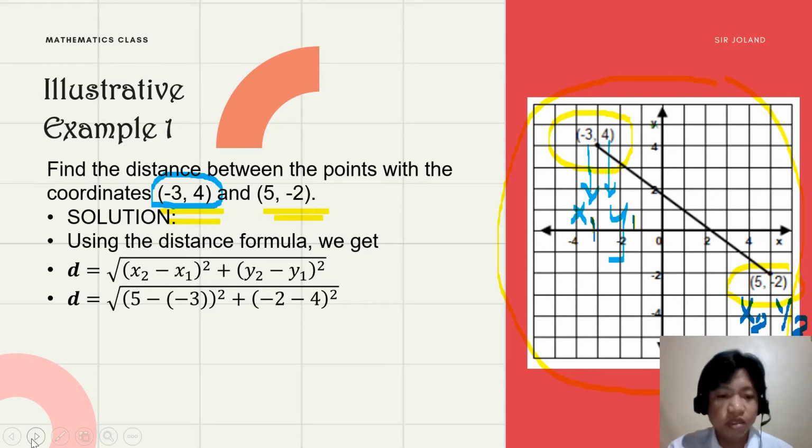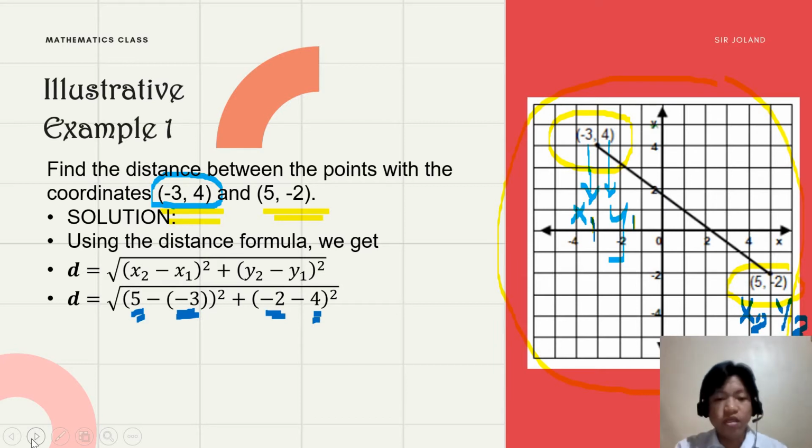So, ang x sub 2 natin dito is 5. Ayun, nilagay natin yung 5. And then, minus, ang x sub 1 natin is negative 3. Ito siya. Okay, so quantity squared. Plus, yung ating y sub 2 is negative 2. Ito yun. And then, ang ating y sub 1 is 4. Okay, so minus 4. So, ito ngayon yung ating magiging equation.